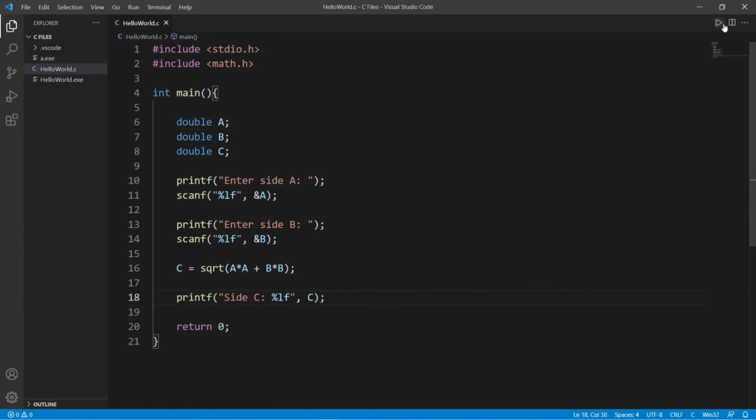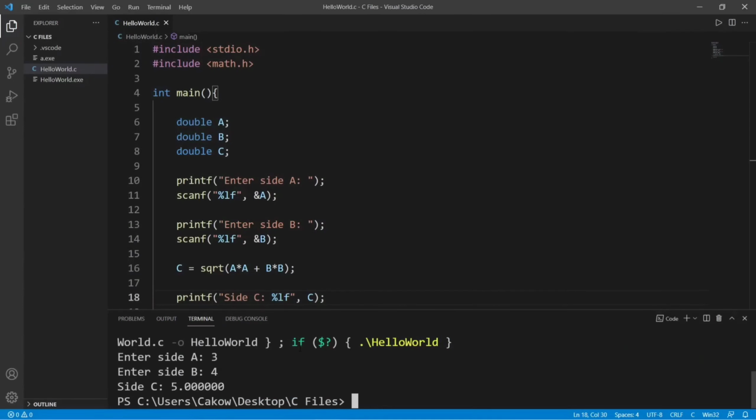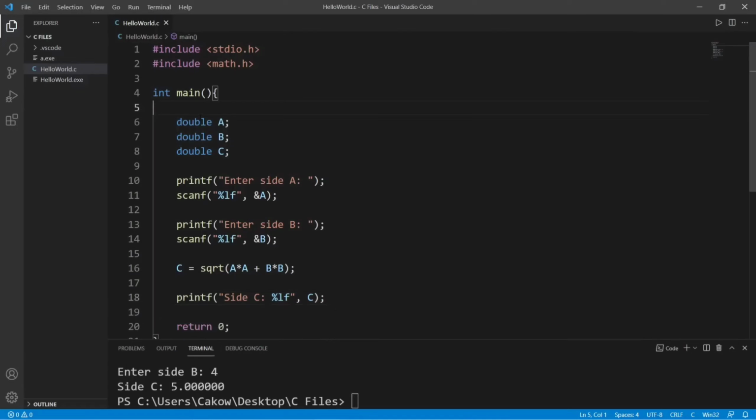And, well, let's try it. So side a, let's say, is 3, side b is 4. That means side c is 5. So, yeah, I thought that'd be a good practice program for us to get used to accepting user input.